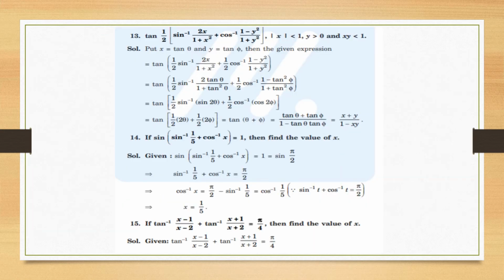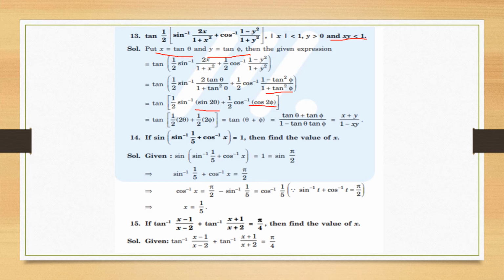Number 13. Number 13 is tan half of sine inverse 2x upon 1 plus x square plus cos inverse 1 minus y square upon 1 plus y square, where mod x is less than 1 and y is greater than 0 and xy is less than 1. Now put x as tan theta, y as tan phi. This formula will become sine 2 theta, and this will change to cos 2 theta. So 2x upon 1 plus x square changes to 2 tan theta upon 1 plus tan square theta, which becomes sine 2 theta, and 1 minus y square upon 1 plus y square means 1 minus tan square phi upon 1 plus tan square phi, which changes to cos 2 phi.